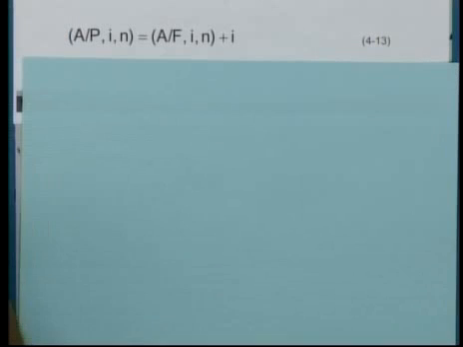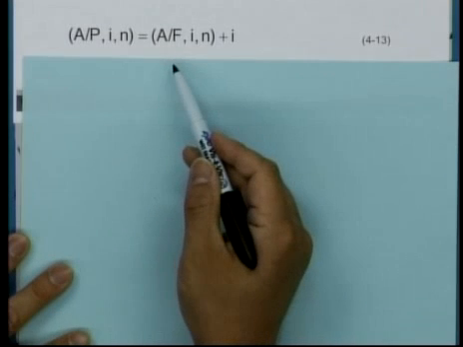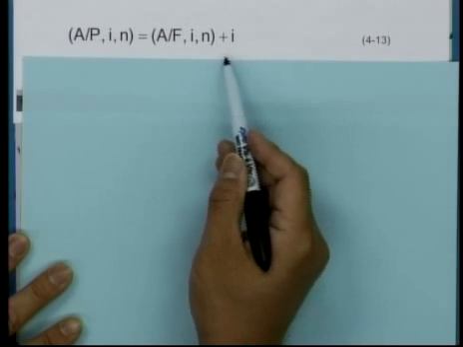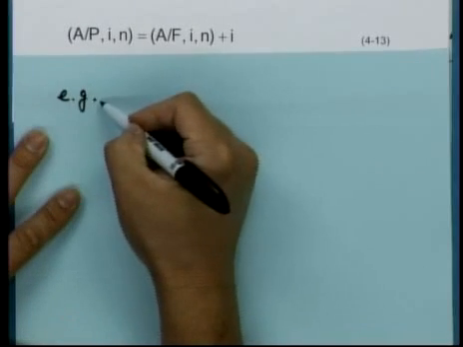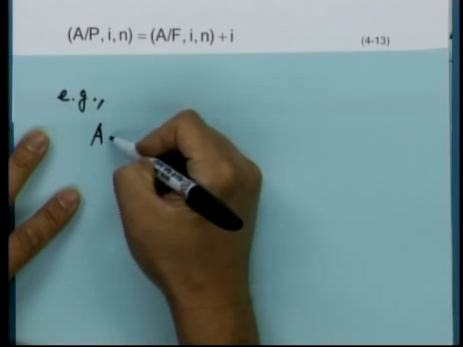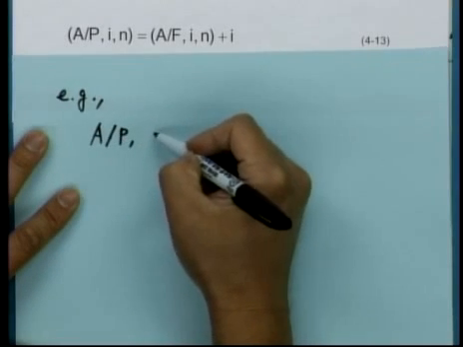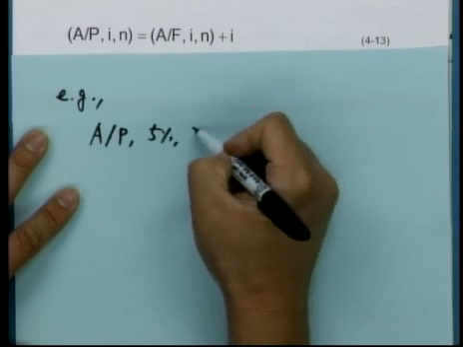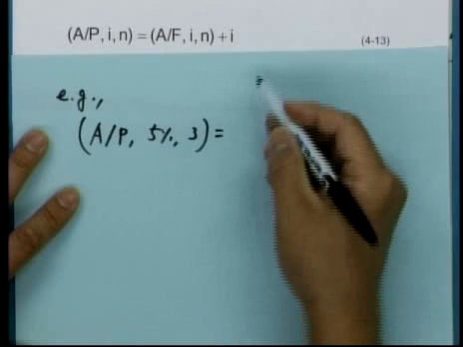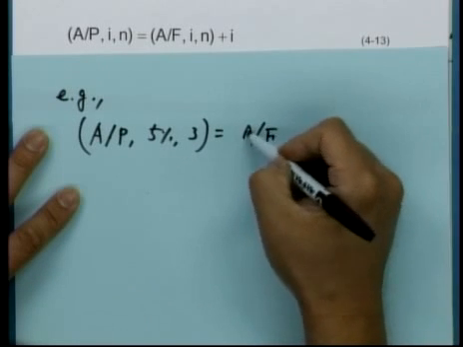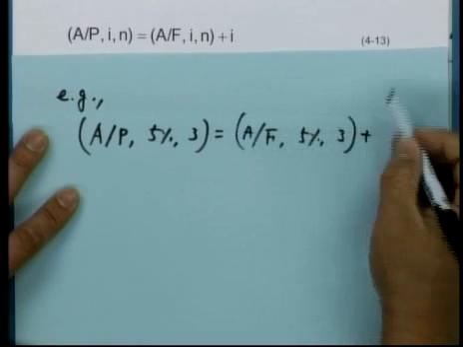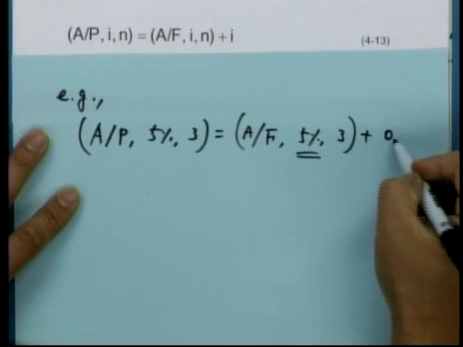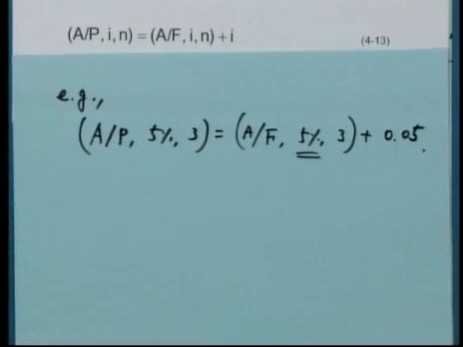And the uniform series capital recovery factor equals the uniform series sinking fund factor plus the interest rate I. And just as an example, A given P, let's say 5% over next 3 periods is equal to A given F, 5% over 3 periods plus the same interest rate, which is 0.05, 5%. Okay?